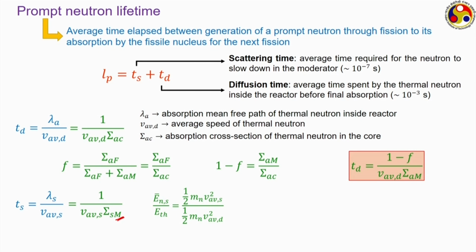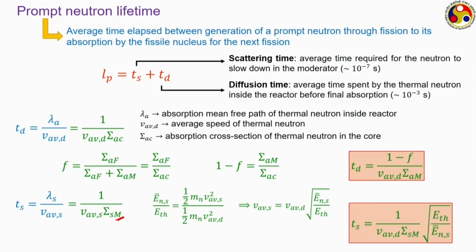And now, we use these energy ratios. Here E_n thermal, the denominator, refers to the energy of a thermal neutron, and hence it has to be half into the mass of a neutron into the average velocity of the neutron during the diffusion process squared, and the numerator, E_nS bar, refers to the average energy during the scattering process. So, it has to be equal to half into V average square, and from there we can get an expression for V average scattering and relate that to V average diffusion. Once we put this in, we get the final expression for the scattering time.